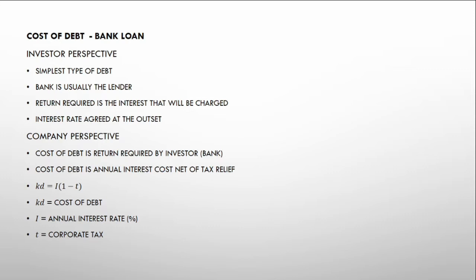When a company pays interest, it actually gets a deduction which will reduce the taxable profit, and therefore it will also reduce the tax charge. So the cost of debt to the company is the annual interest charge that it needs to pay to the bank, but this needs to be net of tax because the company will receive a tax shield on that interest payment. So we need to look at the net of the two.